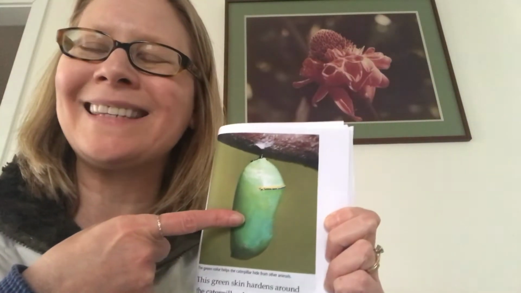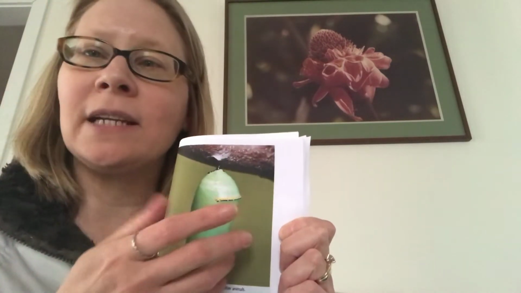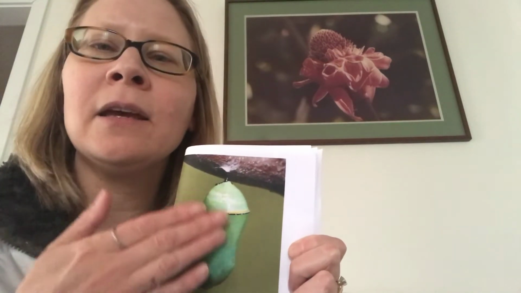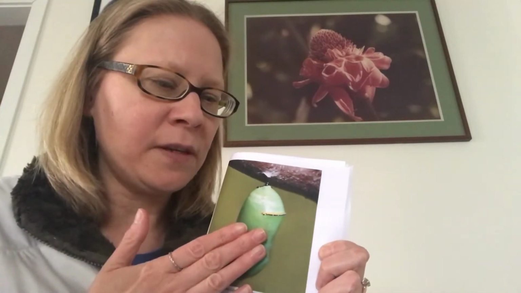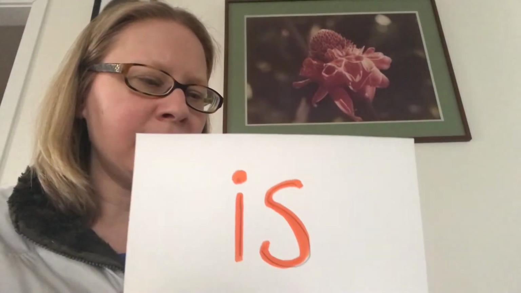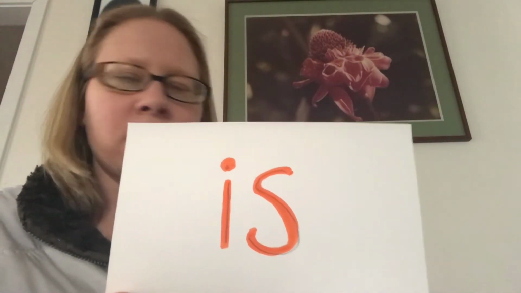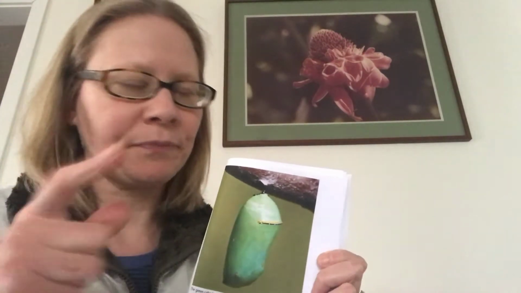The caterpillar is inside there, but it's changing. It's changing its skin and its body. So that's that hard shell on the outside. So for this one, we can use the word is, and we can say the caterpillar is inside a chrysalis. Changing. Caterpillar is changing. Keep using those is and are's, guys. You can do it. Let's do the next page here.